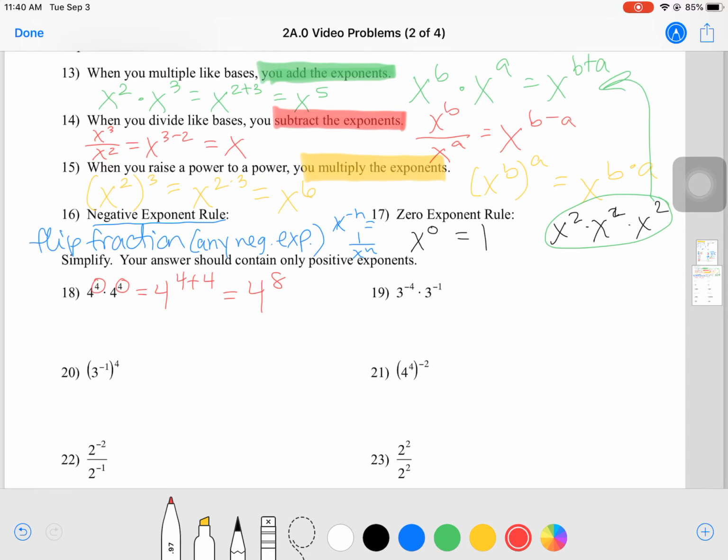On my number 19, I have some negative exponents. So I can start by following my rule that tells me to add them. So this is 3 to the negative 4 plus negative 1, or 3 to the negative 5th. Your directions, as you'll see, tell you to keep only positive exponents. So after I follow this rule, I'm going to follow the negative exponent rule and flip my fraction. When I do that, the 3 to the 5th goes to the bottom, and it's positive now. And now there's just a 1 on top.